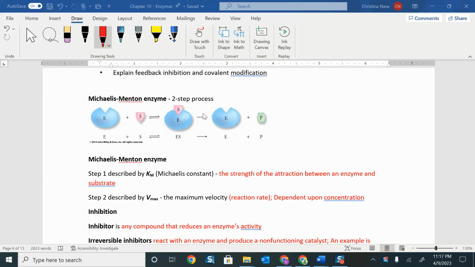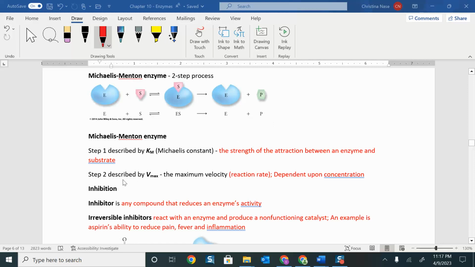And then the next part, step two, is when the reaction happens. And we describe that by the Vmax, which is the reaction rate. How quickly does that reaction happen? And that can be affected by the concentration. So the more substrate you have there, the easier it is for the enzyme to find that substrate, to bind it, and then the reaction should happen faster. You should get an unchanged enzyme and then a new product.